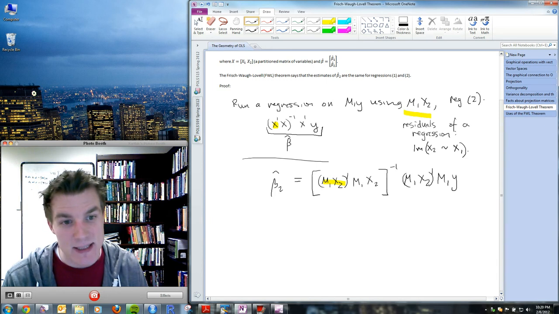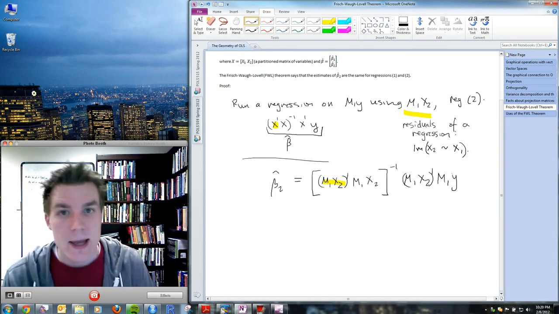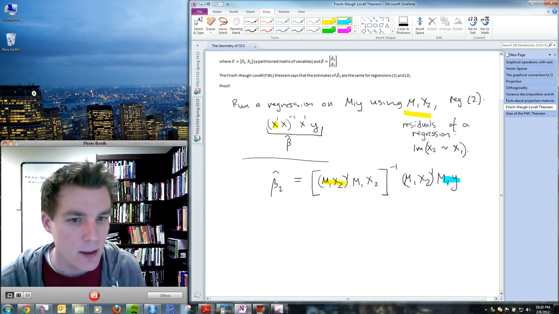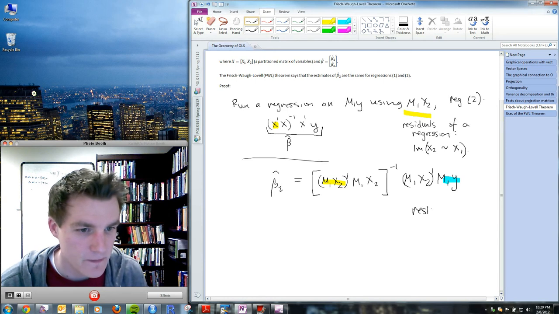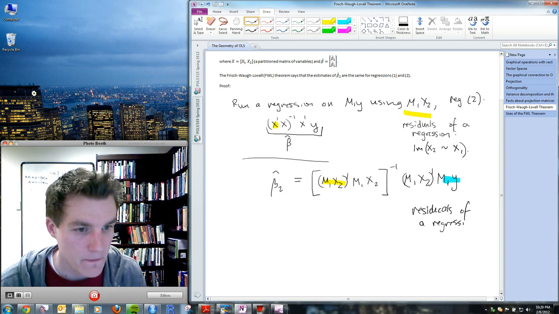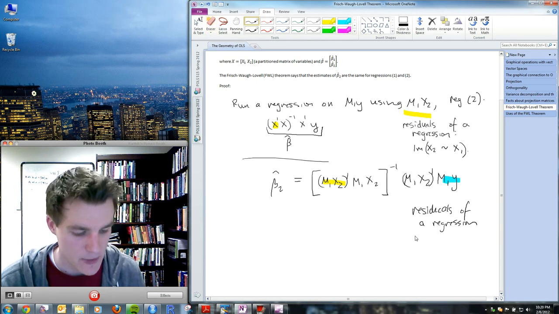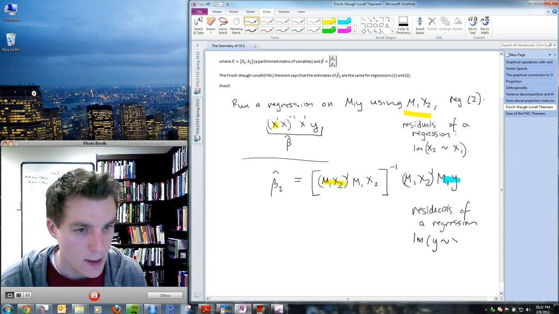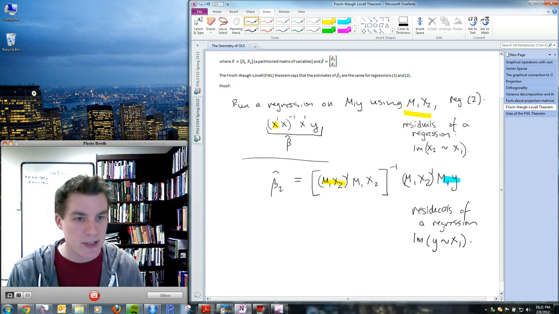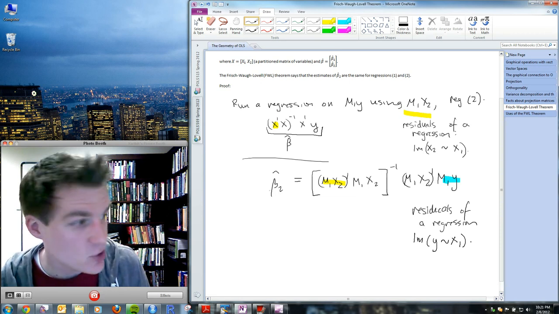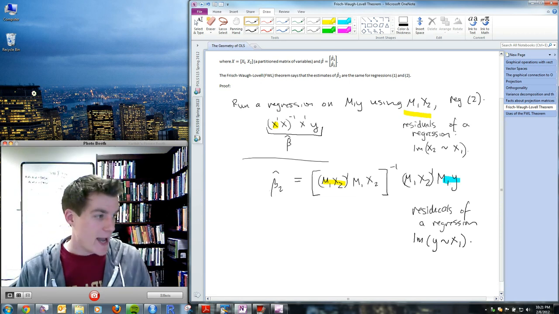So we take x transpose x inverse x transpose y. Now the role of y right here will be played by the residuals of a regression, lm(y ~ x1). So run that regression and predict its residuals, and that's going to play the role of y. That should be beta 2 hat. Okay.